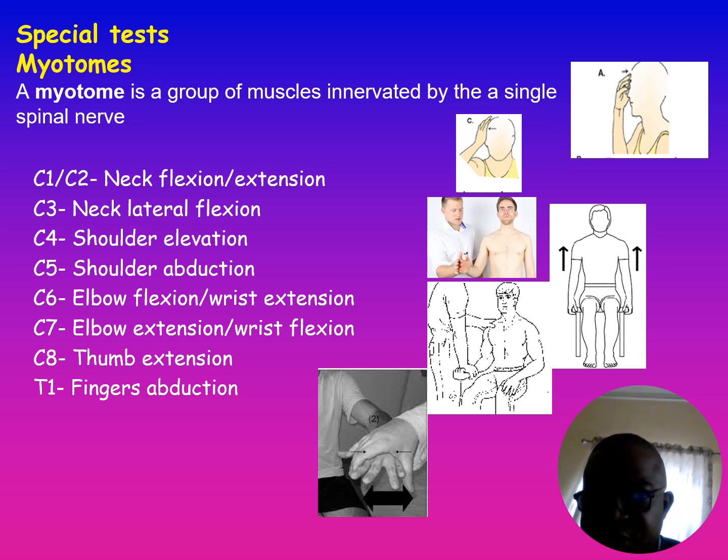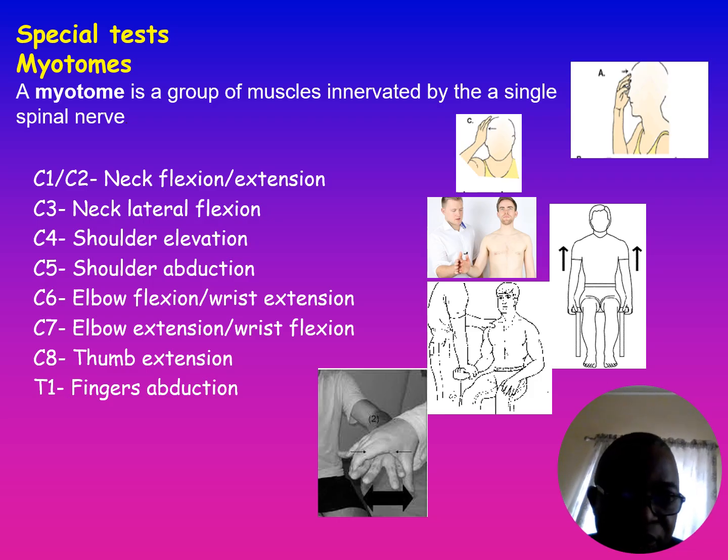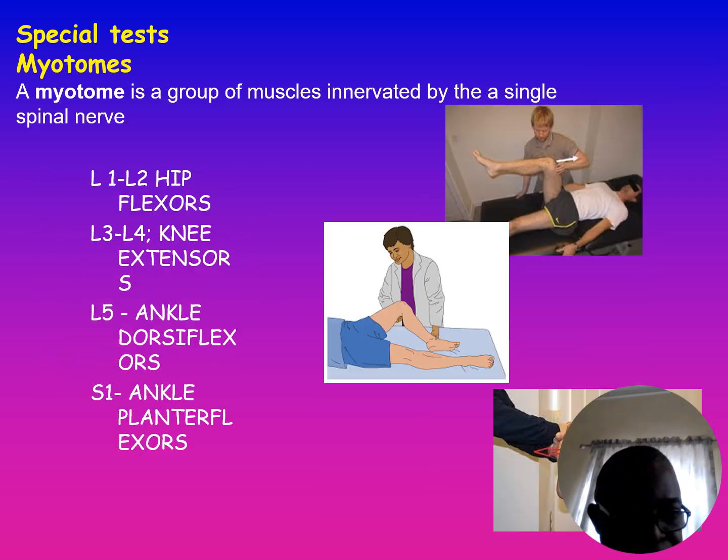The myotome for C5 are the shoulder abductors, and the myotome for C4 are the shoulder elevators. Okay.